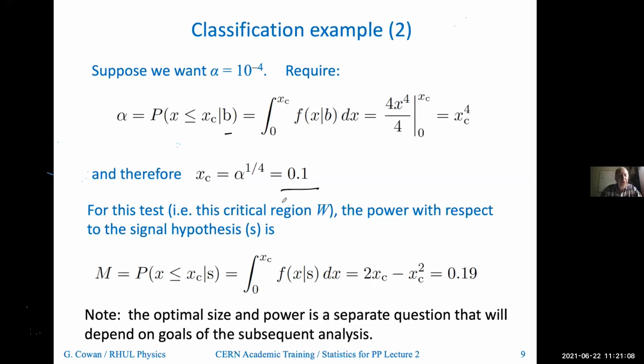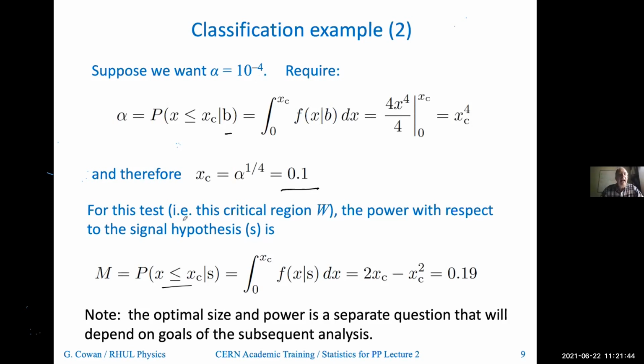All right. And just as an example, then we can work out the power of this test. The test is defined then by this critical region, right? And then the power of that test with respect to the signal event hypothesis is found by integrating the signal PDF over that same critical region. And you get some number which is 0.19. So that's the probability to find the data there for a signal event. That would be the signal efficiency. Whereas the background efficiency is much lower, 10 to the minus 4.